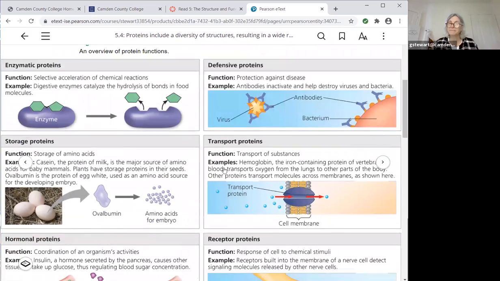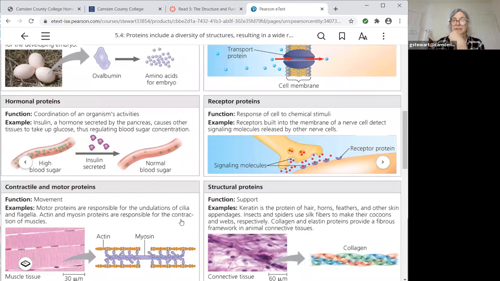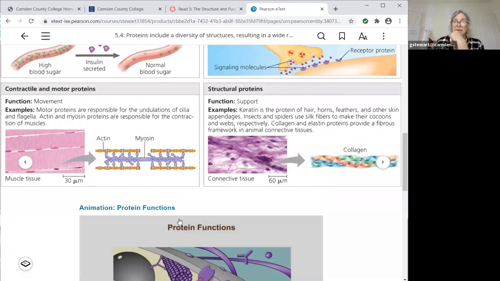This panel here. I don't expect you to be able to tell me examples of all of these, right? But I would expect you to be able to recognize the list. And if I put something on the list that doesn't match, you would say, oh, that's not a function of proteins, right?